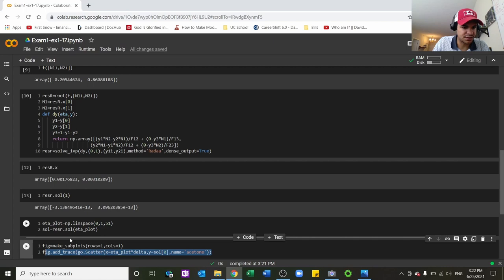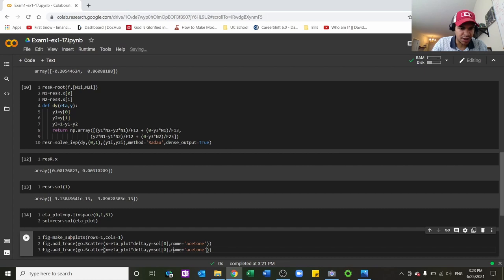Now we want to do that same thing for methanol and air. So we're going to copy this back, and the only thing that we need to change is this value here. So 0 indicates acetone, 1 is methanol. Then we have to change the name to methanol. Then we're going to do the same thing for air.